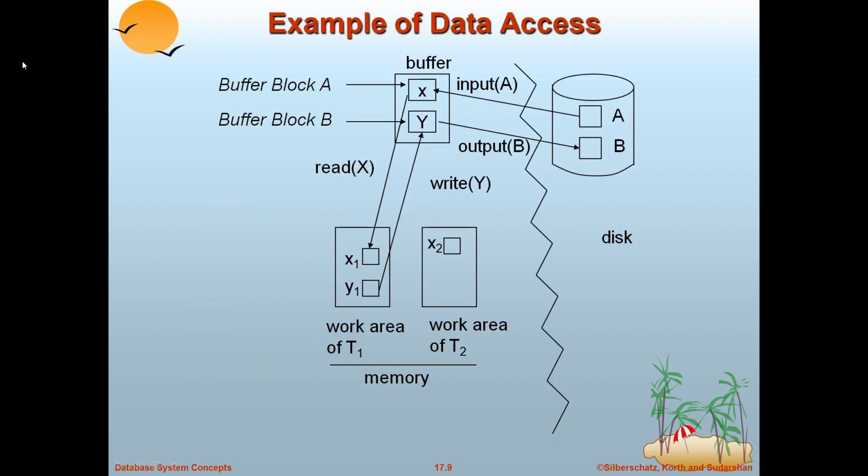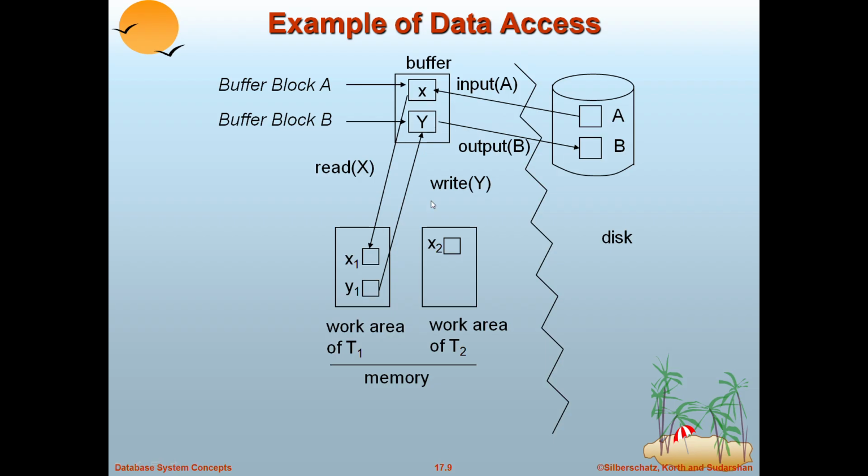This is an example. Here this is the buffer block, and this is a disk block. So what does input mean? Transferring the data from disk into main memory, the buffer block. That is, the buffer block is available in main memory. So input means transfer the data from disk into main memory. Output means transfer the data from the buffer block into secondary memory, that is the disk.